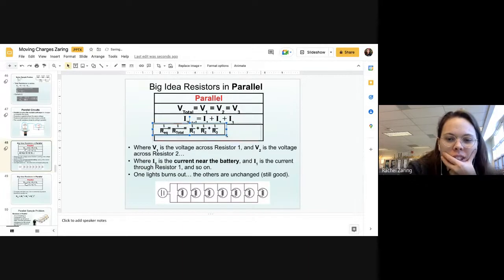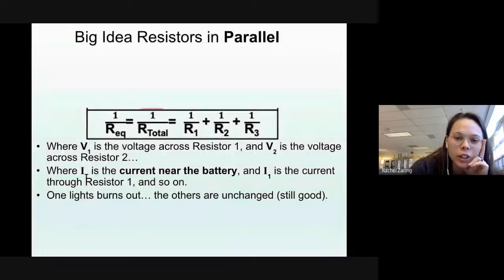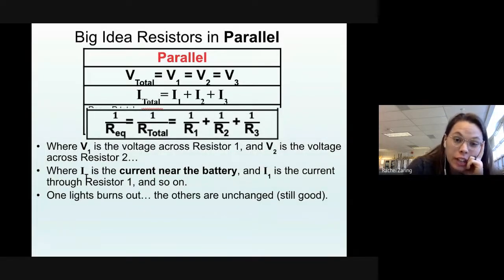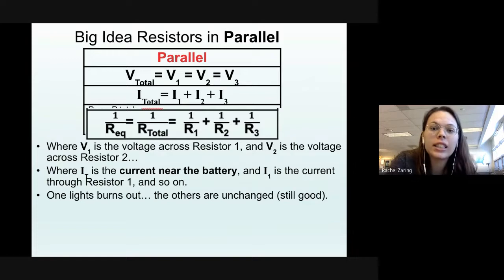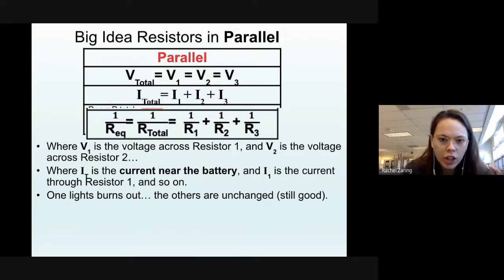Okay, here's the dandy old equation that you need for this part. Okay, so big picture, your voltage across every single resistor is going to be the same when they're in parallel. Your current is going to be additive. So the total current for the entire circuit is going to be equal to the current that's running across resistor 1 plus the current that's running across resistor 2 plus the current that's running across resistor 3.